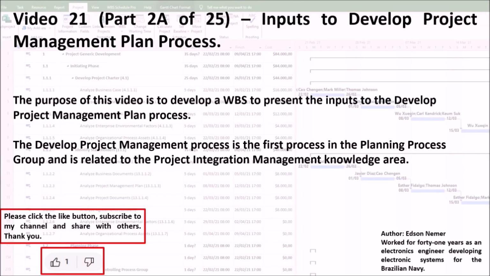Video 21, Part 2A of 25, Inputs to Develop Project Management Plan Process. The purpose of this video is to present the inputs to the Develop Project Management Plan process. The Develop Project Management Plan process is the first process in the planning process group and is related to the Project Integration Management knowledge area.